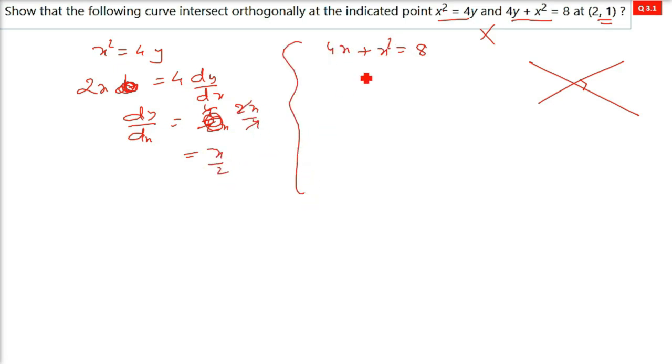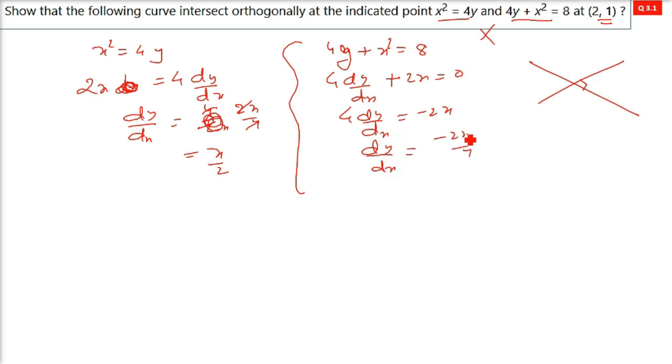Here also, dy by dx will be what? It is 4y plus x square equals 8. So 4 dy by dx plus the derivative of x square, which is 2x, equals 0. This is 4 dy by dx is equal to -2x. dy by dx is going to be equal to minus 2x by 4. You get minus x by 2. Now this, you can call it m1, and this is m2.